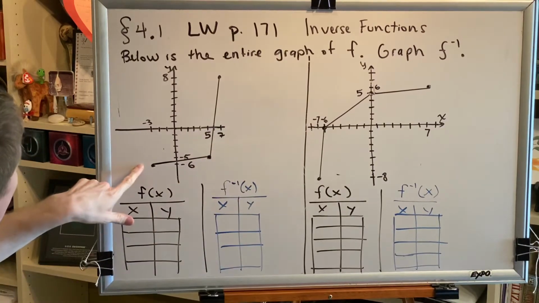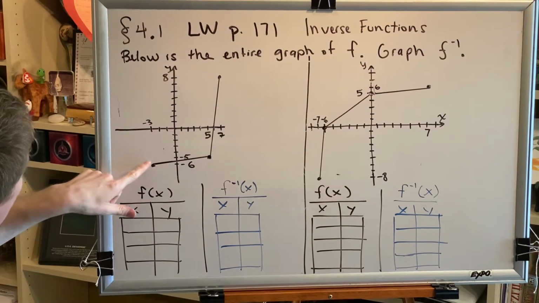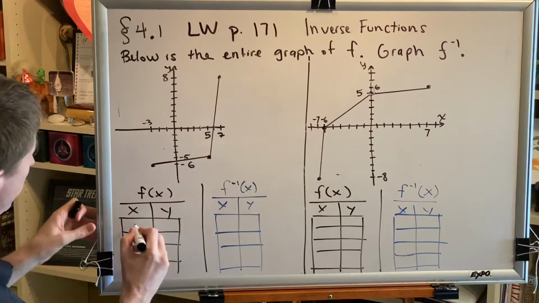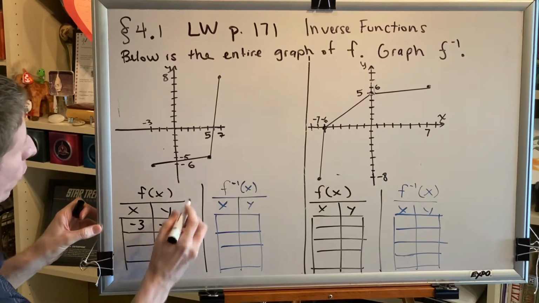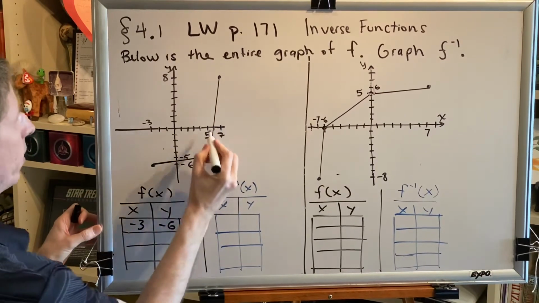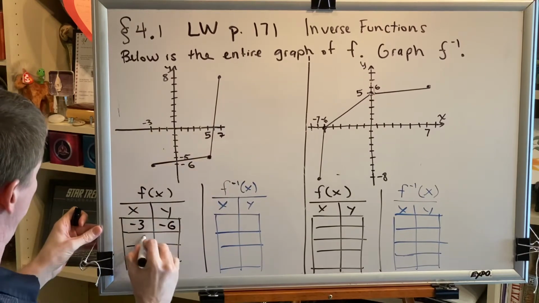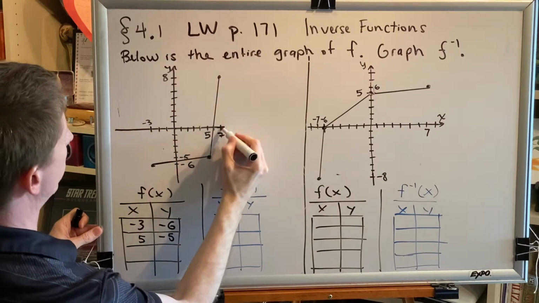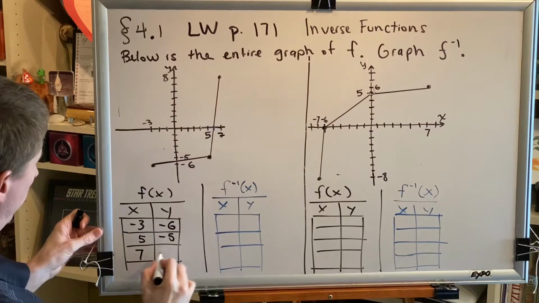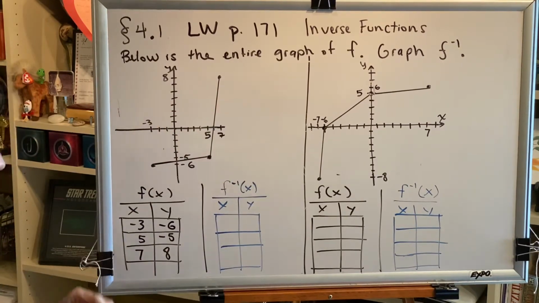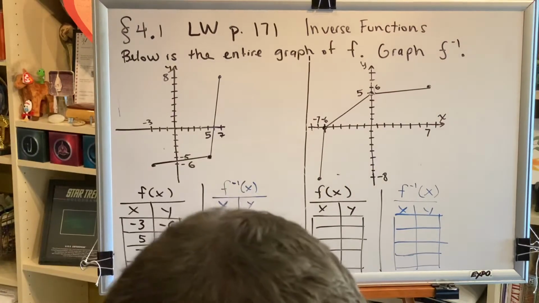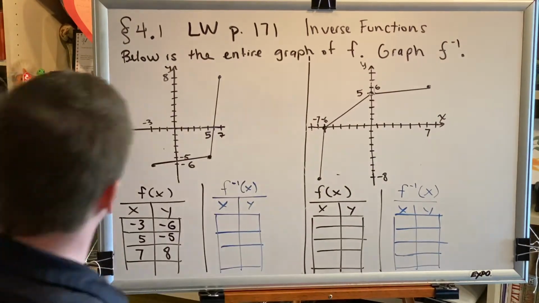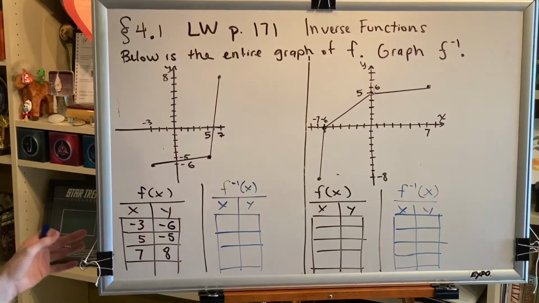So let's do that. We've got this point right here, which has coordinates -3, -6. We have this point right here, which has coordinates 5, -5. And we have this point up here, which has coordinates 7, 8. Now, our job is very simple. Create the graph of f inverse. In other words, swap all the x's and y's.